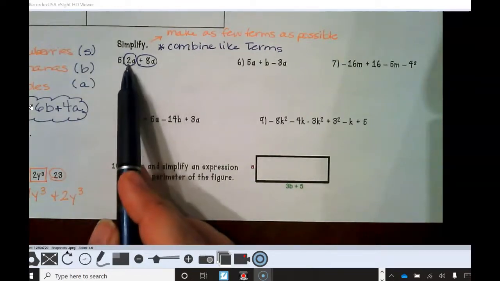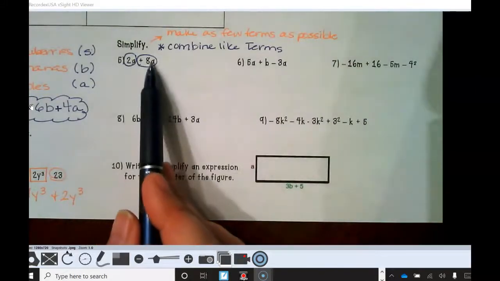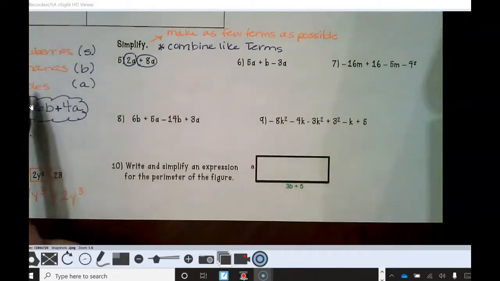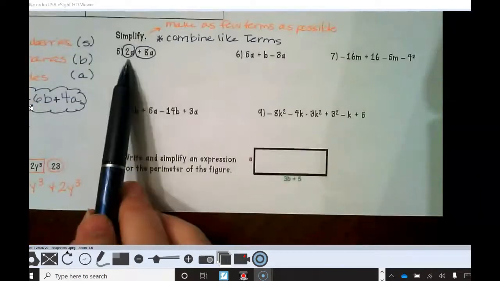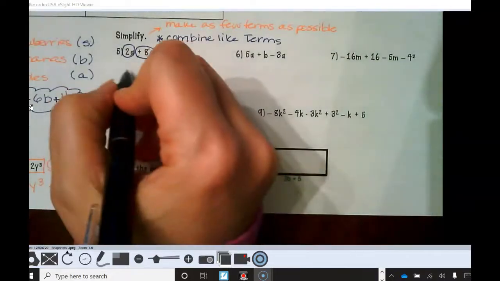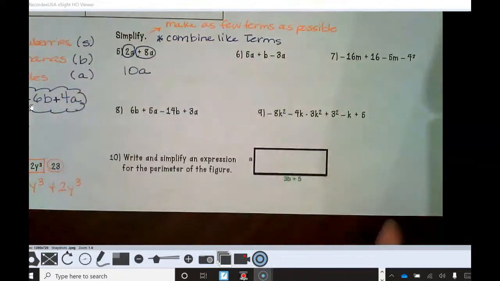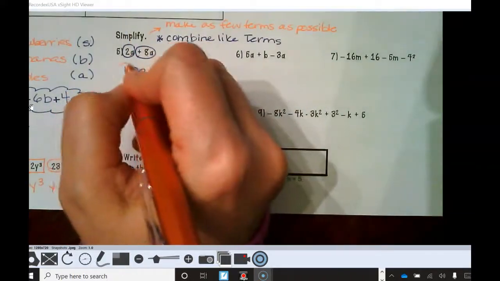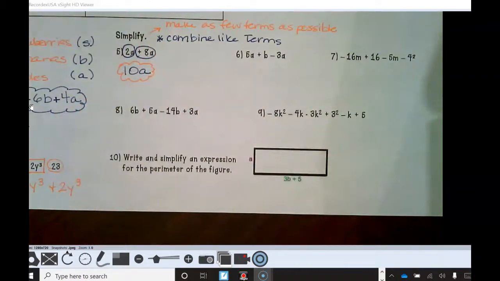Alright, when we have 2G's plus 2, oh no, those are A's, 2A's plus 8A, that would be like our apples over here. Okay, so we have 2 apples plus 8 apples. That will give us, you got it, 10 apples. And you're done. We went from 2 terms down to 1.